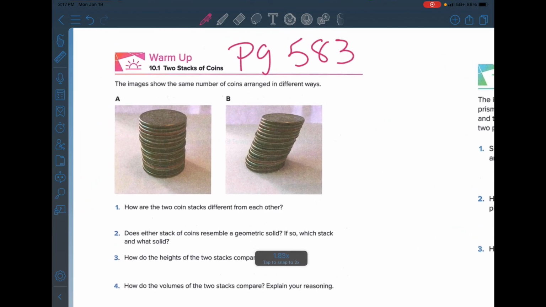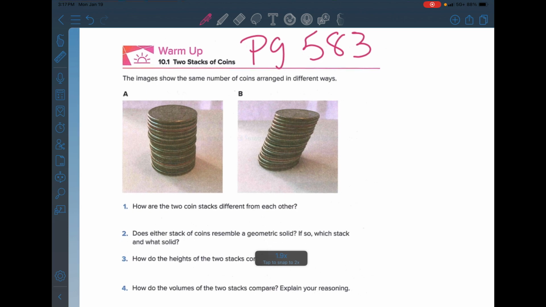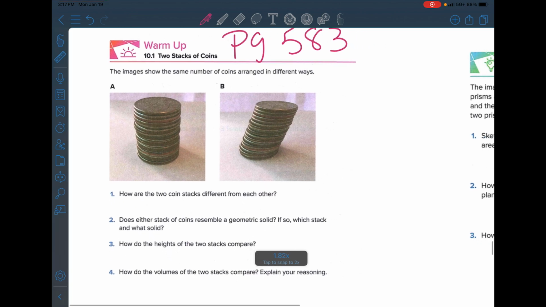So if we look at page 583, we have two stacks of coins here. This image shows the same number of coins arranged in different ways. So how are they different from each other? A is vertical, and B, this is what we call oblique. It looks slanted. It would be the same cylinder as in picture A, and it's just leaned over with the base still resting on the flat surface there.